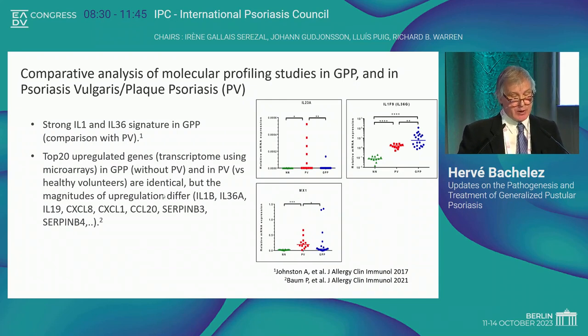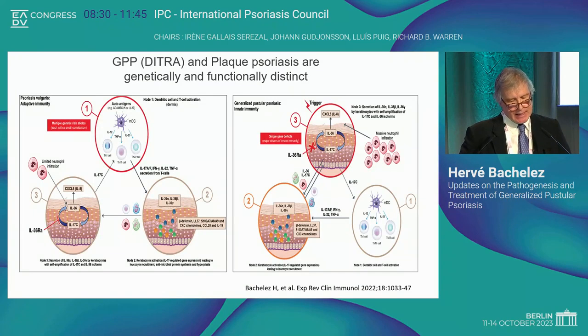But the magnitudes of the upregulation, the difference, of course, are much higher in GPP: IL-1B, IL-36A, IL-19, CXCL8, and CXCL1, CCL20, SERPINB3, and SERPINB4, and so forth. So yes, these are different diseases, and I don't have to recap the pathogenic scenario in psoriasis vulgaris.